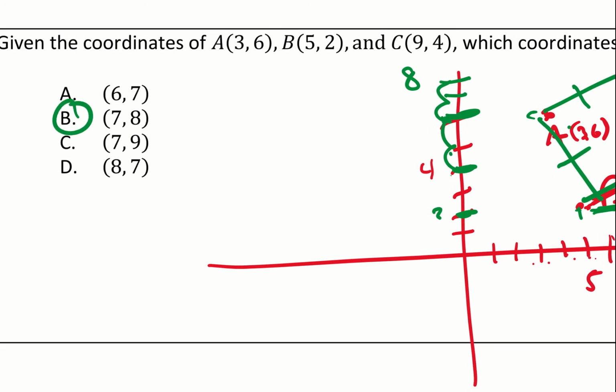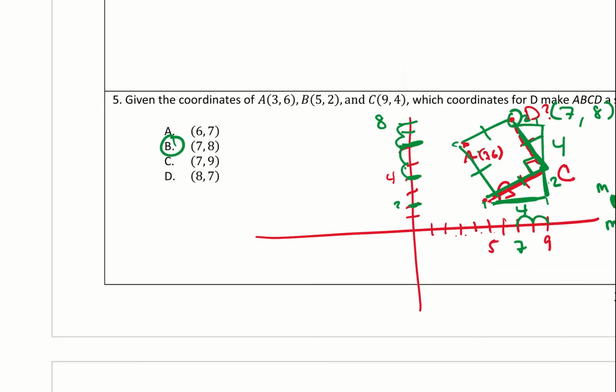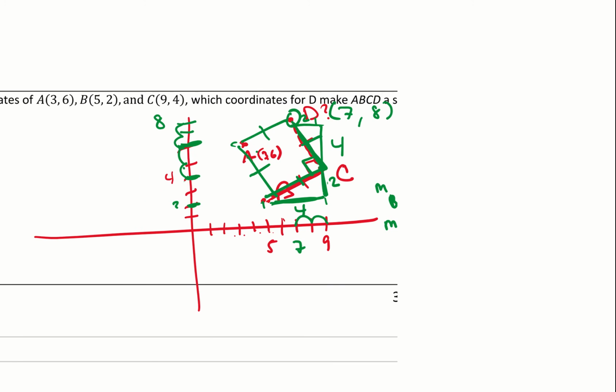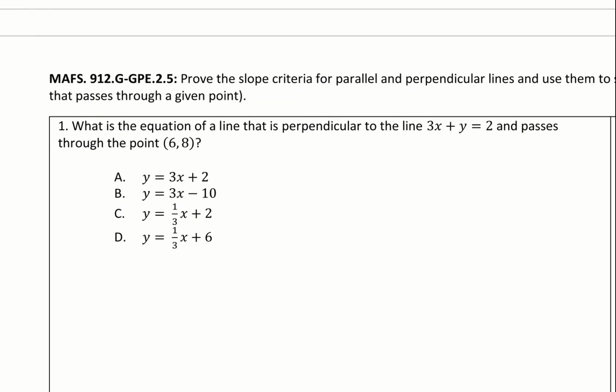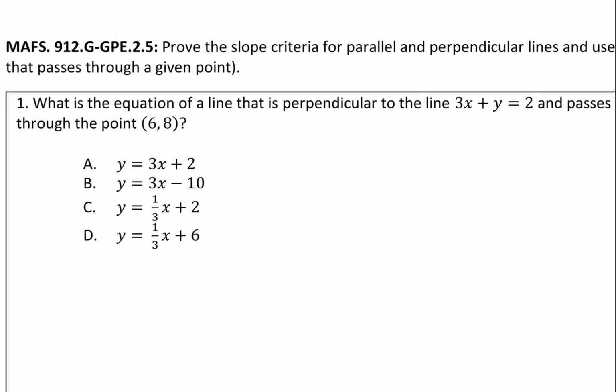Now there's multiple ways that you can solve this problem. This is just one way that I just thought of as I was doing it. Okay, so for the next standard, we're looking at prove the slope criteria for parallel and perpendicular lines. So this is all about lines, parallel, perpendicular, all that. So let's go ahead and continue with number 1 here for the standard.